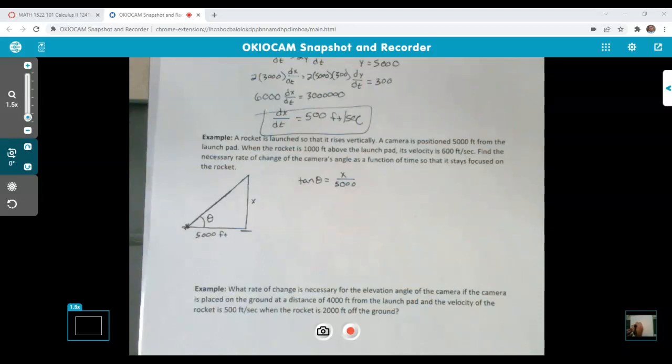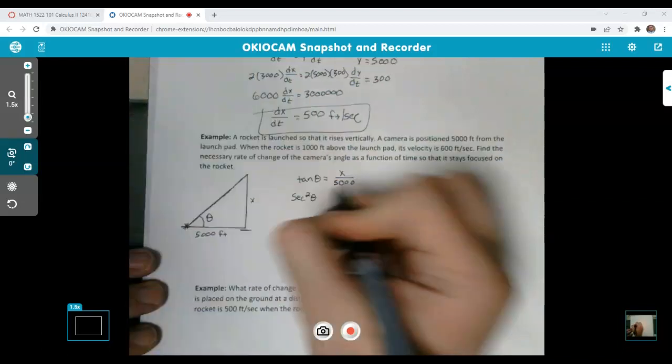So again, now I'm looking at the rates, and so I need to take the derivatives of all of this stuff. Okay, the derivative of tangent is secant squared, so secant squared theta. But since theta is going to change with time, I need to multiply that by d theta/dt, is equal to the derivative of x over 5,000, which is just 1 over 5,000 because the derivative of x is a 1. But since x does change with time, we need to multiply that by dx/dt.